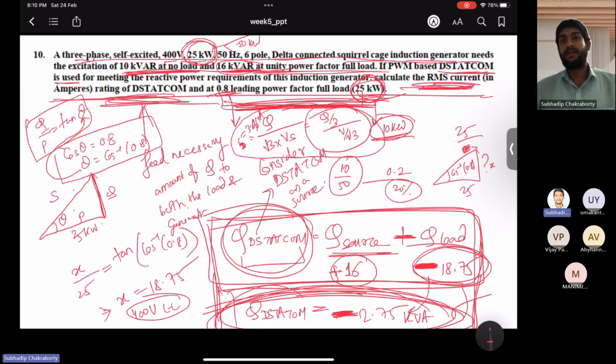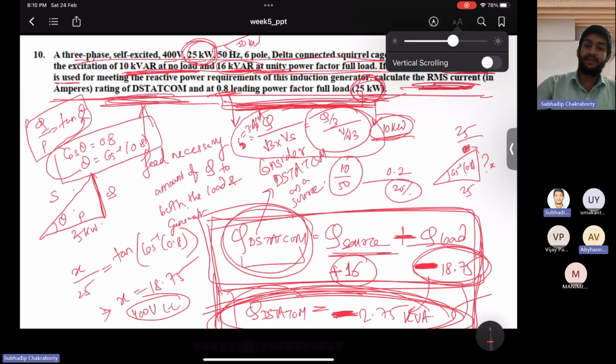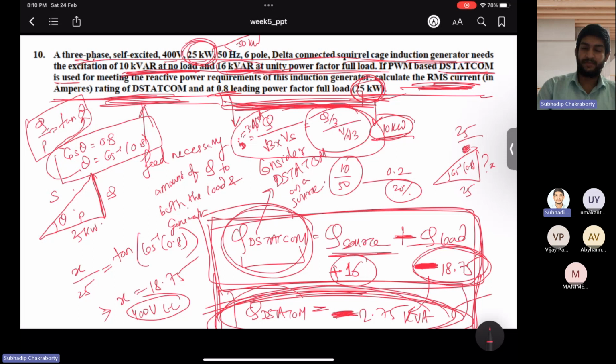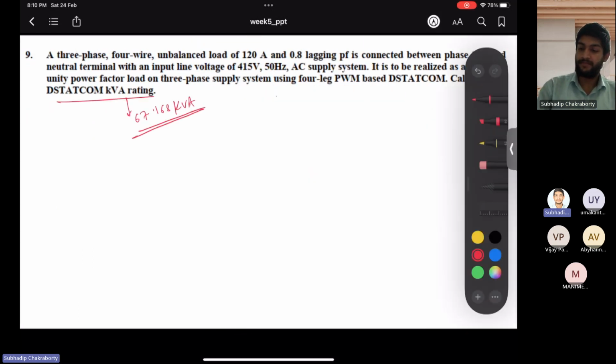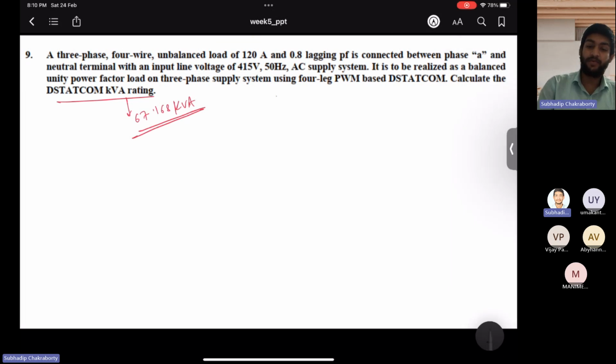Ampere. Sir, could you draw a picture of how this is actually connected? Correct. It is connected like this. I will draw, because that is more important.